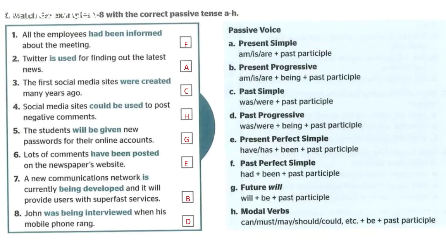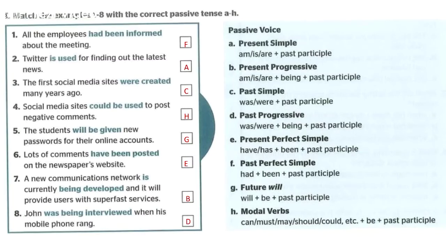4. "Social media sites could be used to post negative comments." So 4 matches with H, because there's the modal "could", and after each modal there should come the verb be in bare form without any additional word nearby. 5. "The students will be given new passwords for their online accounts." So it is G, "will" means future tense, simple form.